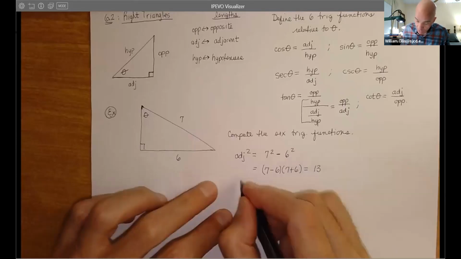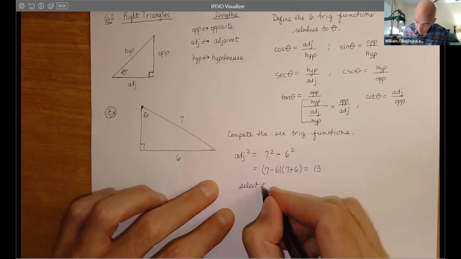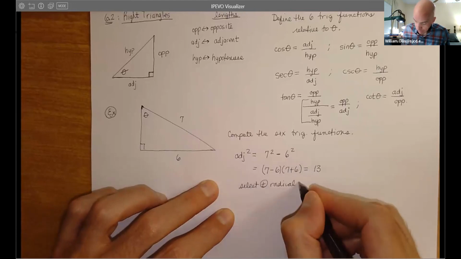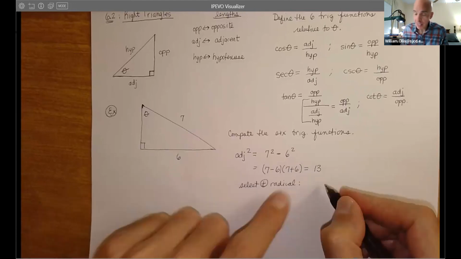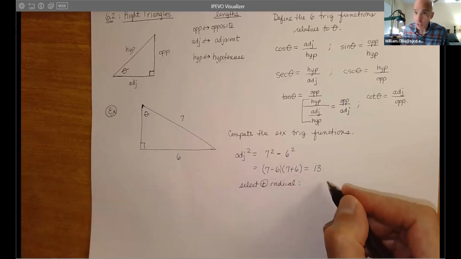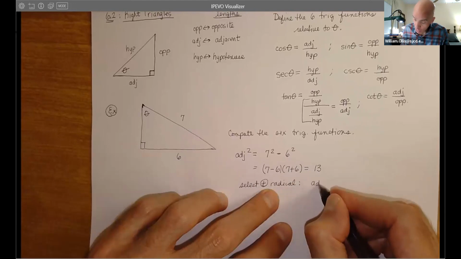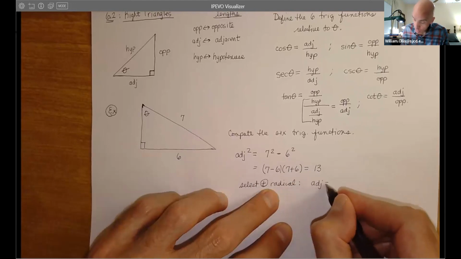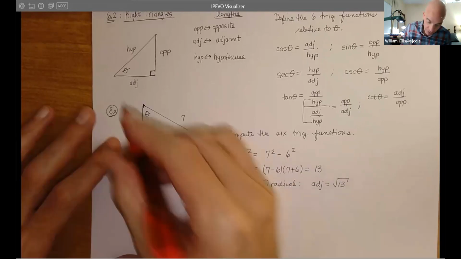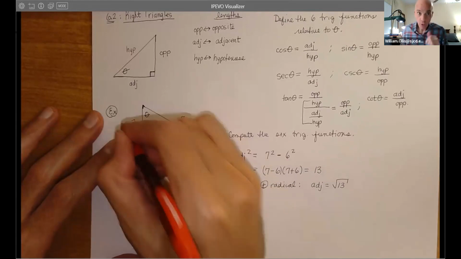Now, of course, we select the positive radical. Because this is a length, the square root property gives us plus or minus, but a length is non-negative. So we select the positive radical and get that the adjacent side will be the square root of 13. So then we can go over here and write this in another color, square root of 13.